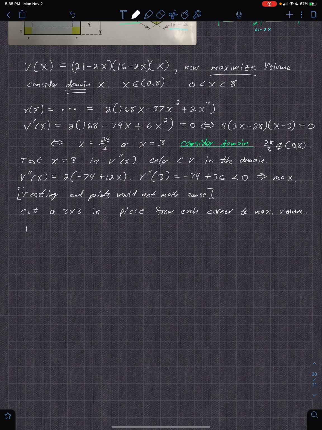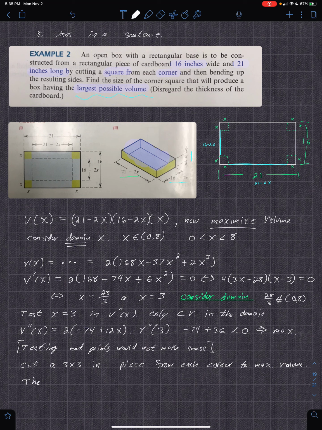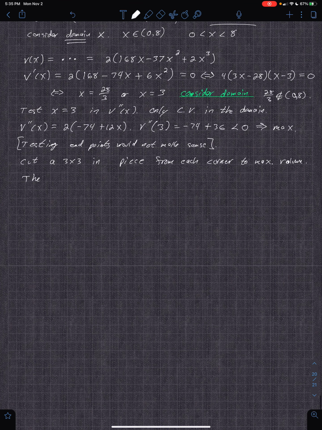All right, so then you can go on to say, did it ask for dimensions? What did it actually ask for? Find the size of the corner square that will produce a box having the largest possible volume. Okay, so that answers the question.